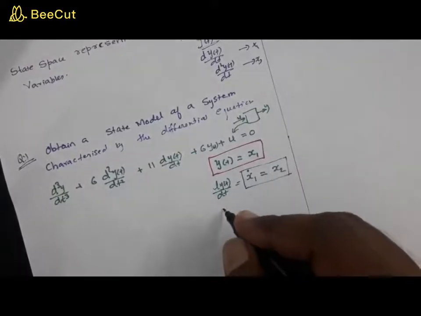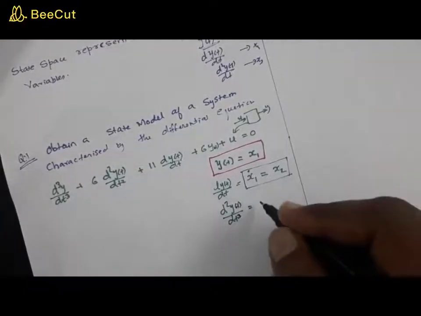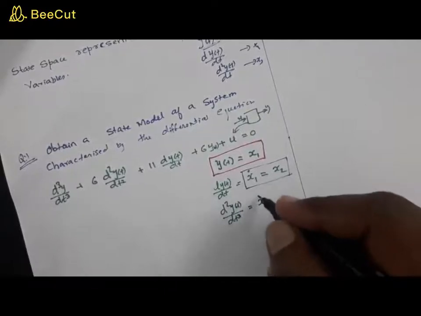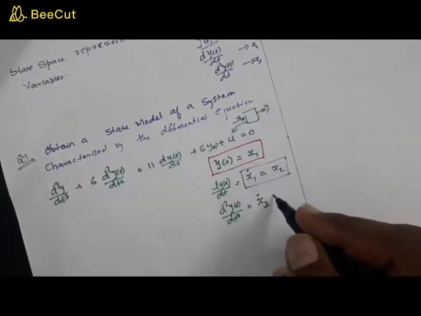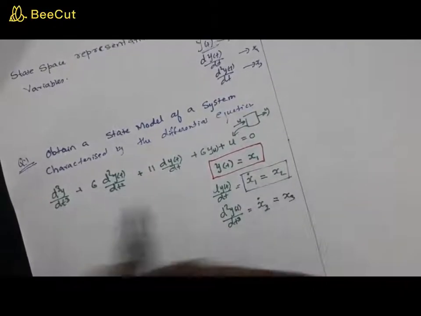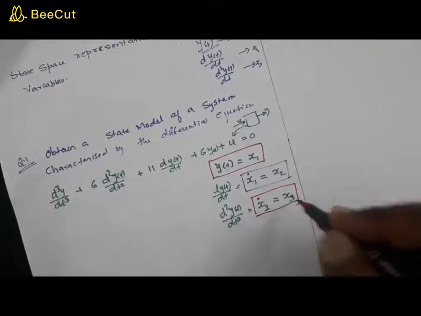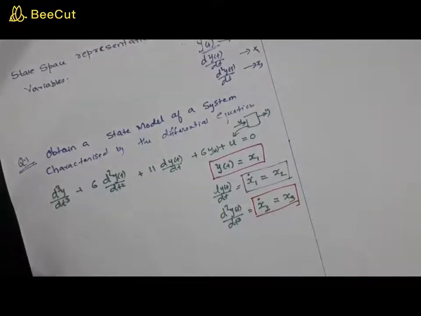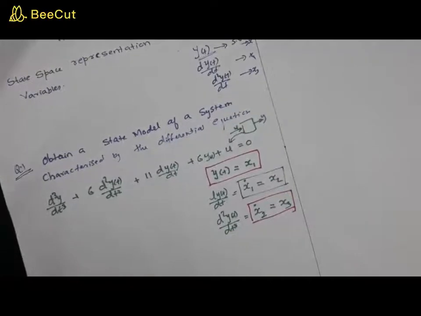And similarly, you can also have d cube y of t by dt cube, right, which can be assigned as, which will be actually equal to x2 dot. If this is assigned to be x2, then this must be x2 dot, or this is actually your x3. So that is your third assignment. Now, we know that this is a third order differential equation. As I've already mentioned, the number of state variables depends on the order of the equation.